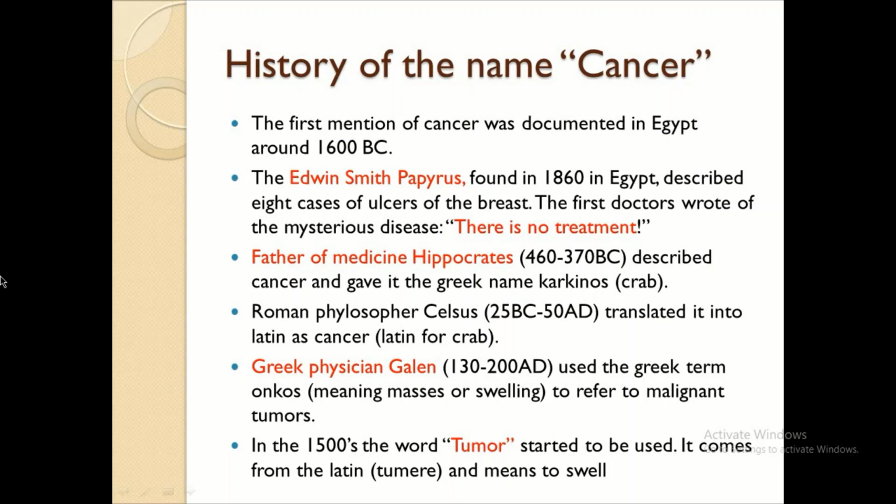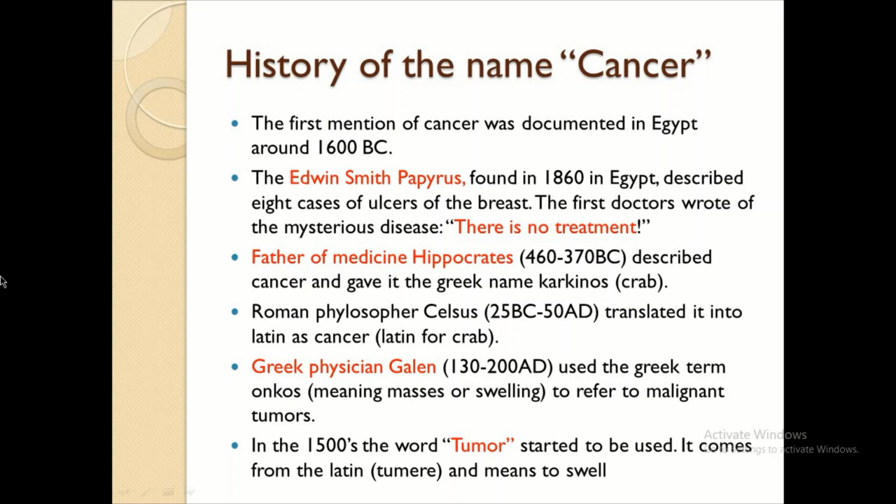The father of medicine, Hippocrates, who lived in the era of 460 to 370 BC, described cancer and gave it the Greek name carcinos. Carcinos denotes crab. Even nowadays, astrologers also denote cancer as crab. You know very well about it.